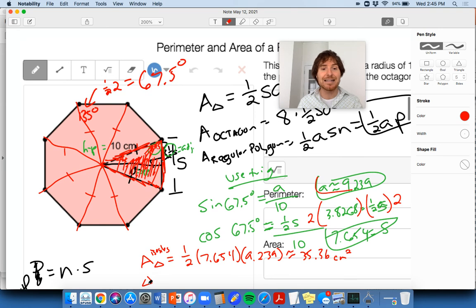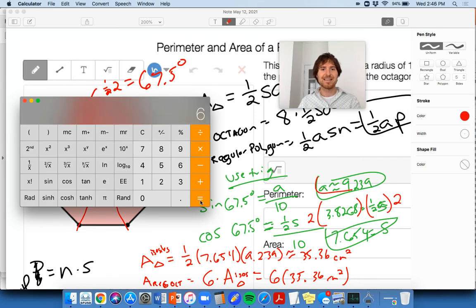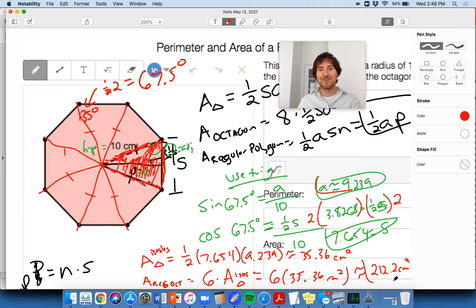So the area of the octagon, area of the regular octagon, well, that's just going to equal 8 times whatever that area of the isosceles triangle is. Okay, so that just simply equals 8 times by 35.36 square centimeters. Okay, so I'm going to go ahead and multiply this by 8, and I get about 282.9. Okay, about 282.9 square centimeters. Okay, there's my area. Let's cross that out. We did area there. This is my area. There's my answer right there.